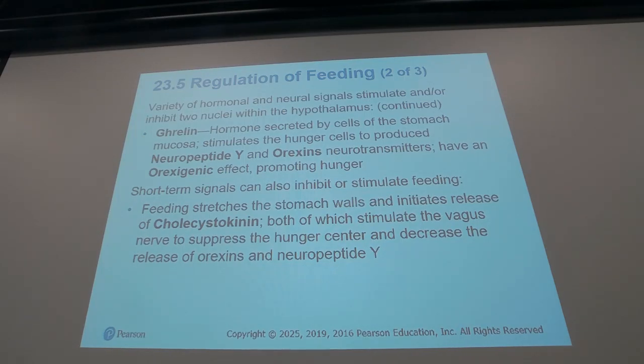And then we have this cholecystokinin that you saw in the previous chapter that actually stimulates the vagus nerve so that we can have digestion. And this cholecystokinin is released when you have distension of the stomach and also when you have transfer of chyme from the stomach into the duodenum.